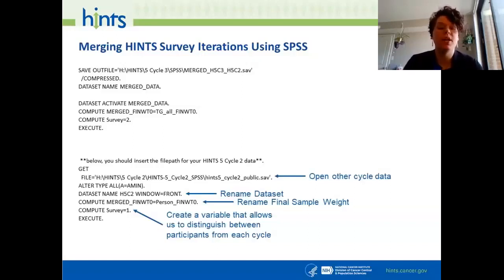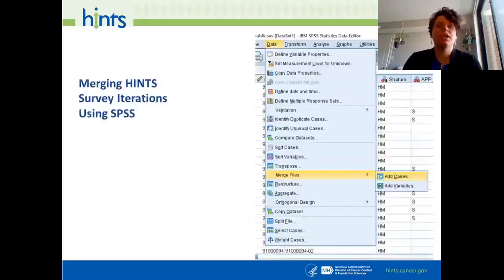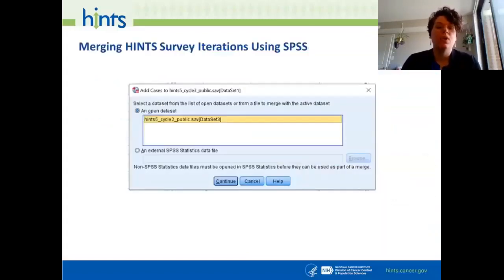And you would create a variable that allows us to distinguish between the participants from each cycle. Now we're ready to run this set of syntax so that we're ready to go. So now we're ready to merge our hint survey iterations using SPSS. We would go to Data, Merge Files, Add Cases. Then I would merge my cases using an open data set, Hints 5 Cycle 2.